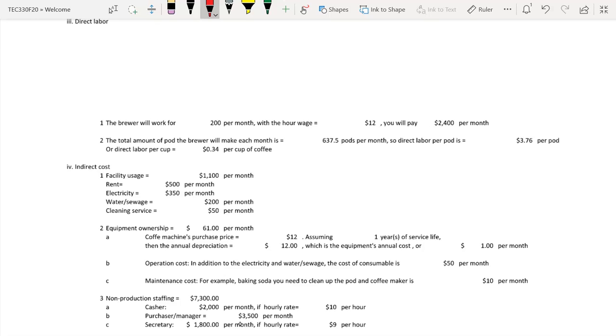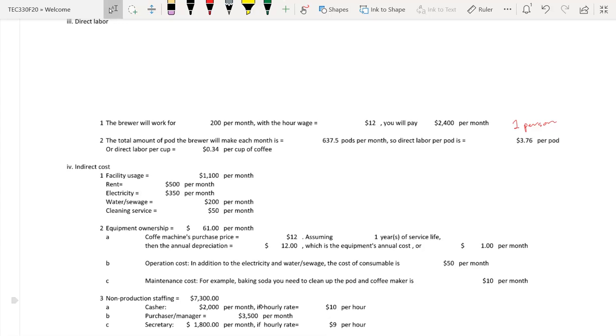Okay, and what are we looking at? Once we add it all up together, we would have the labor cost is 34 cents per cup. Okay, right now what you see over here is the brewer. We only have one person, so one person coffee shop.